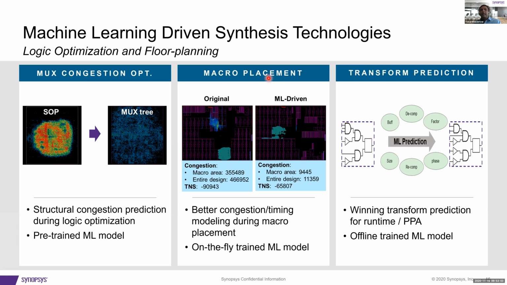Macro placement, again, this is not RL. We've talked about RL macro placement from Google. So this approach really is not RL. It's a pre-trained model combined with on-the-fly training. So it's an interesting concept. And its goal really is to drive better exploration of macro placement by predicting congestion and timing. And we are seeing some very, very interesting results with this approach. It's real, it's almost productized at this point.